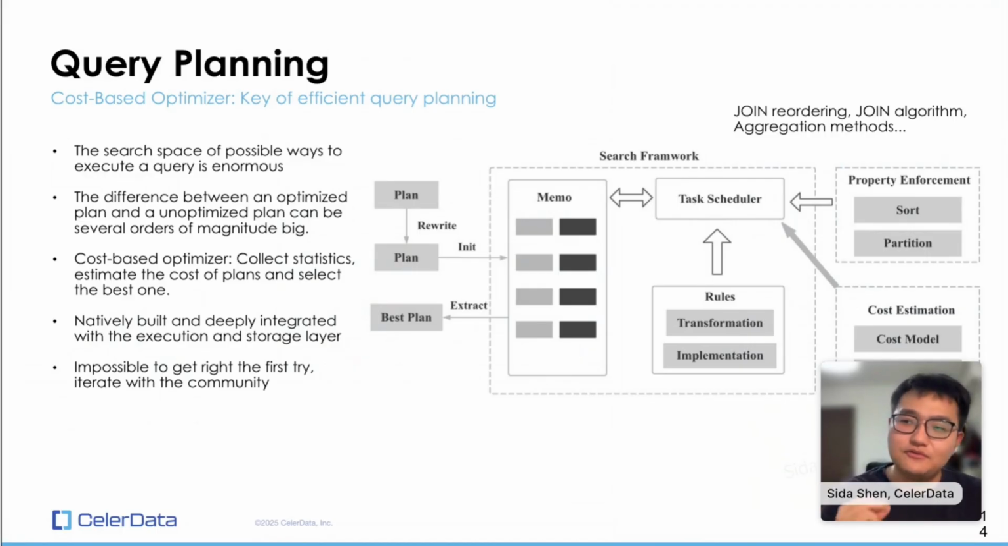If you take joins into account, the search space of possible ways to execute a query is just enormous. The difference between a good query plan and a bad query plan can be thousands or tens of thousands of times. And a cost-based optimizer, instead of relying on heuristic rules, collects statistics of your data in real time, then estimates the cost of each candidate plan and selects the best one for you. StarRocks has exactly this, and the cost-based optimizer is custom built and deeply integrated with the execution and the storage layer of StarRocks.